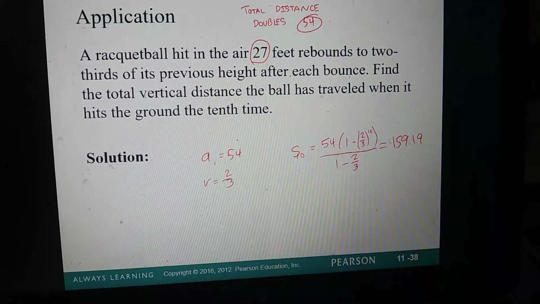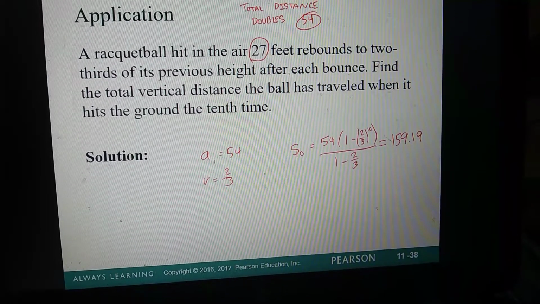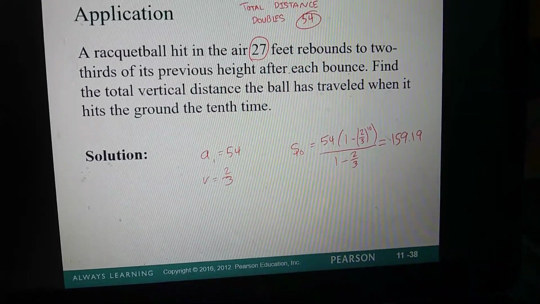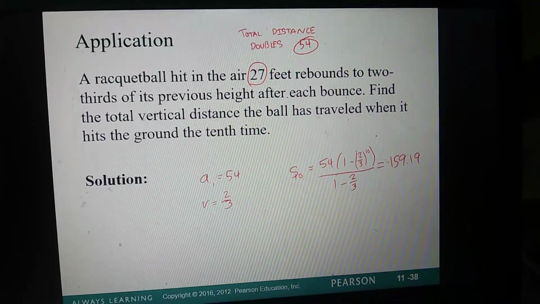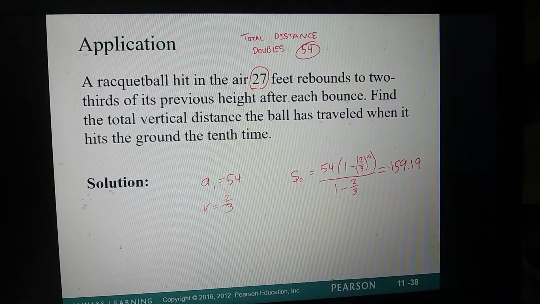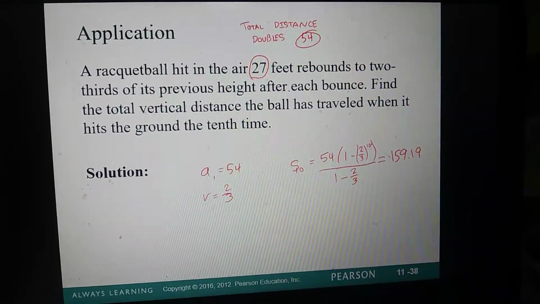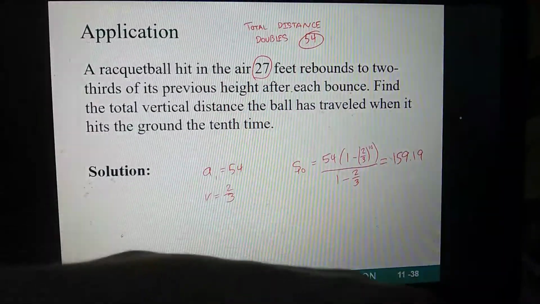So a sub 1, when it hits the first time, would be 54, or double how high it went. And then our common ratio is 2/3 because it's getting to be 2/3 that distance each time. So we plug it in that formula. Here's our a sub 1, 1 minus r to the 10, because we're looking for the 10th time, and then divided by 1 minus r. And we get our solution.